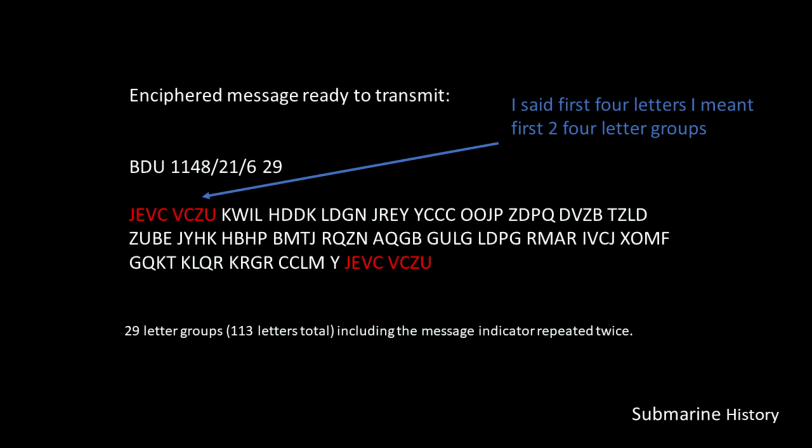They're going to take that JEVC, VCZU, and they're going to consult their substitution tables, and then they're going to get the plain text position indicator group and the encryption key. Once they have that, they will reset the rotors to the proper position, and then they'll run this encrypted message through, and then they'll get their plain text. So that's how they did it.